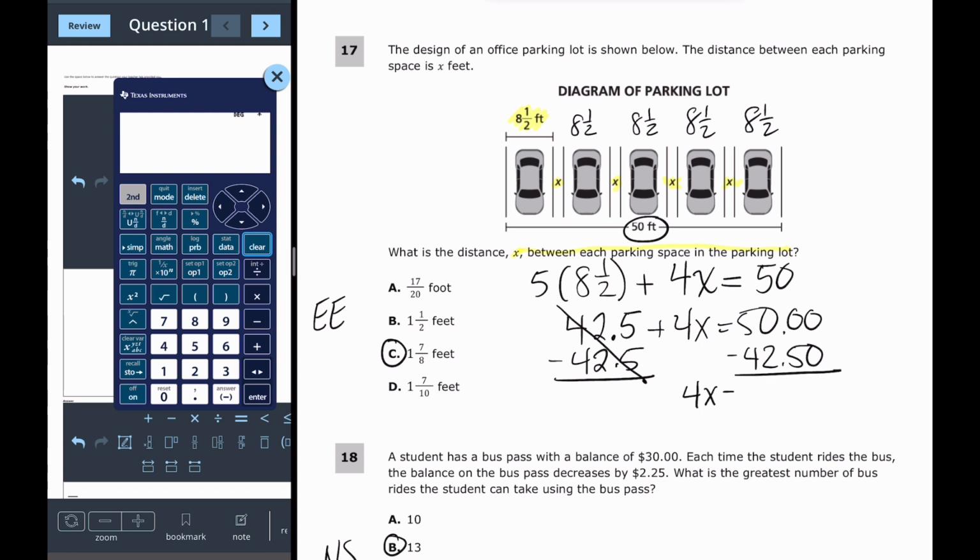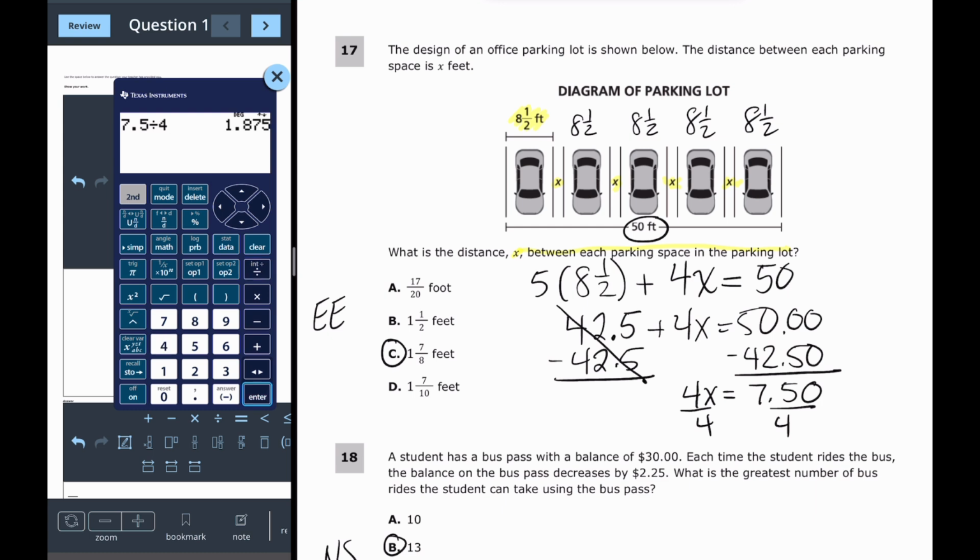So I end up with 4x is equal to 7.50. And now I'm going to divide by 4 to get x. So 7.5 divided by 4 is equal to 1.875.